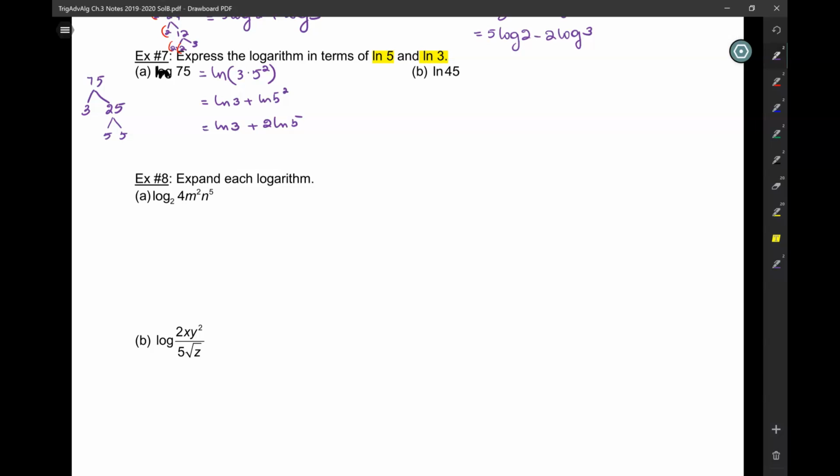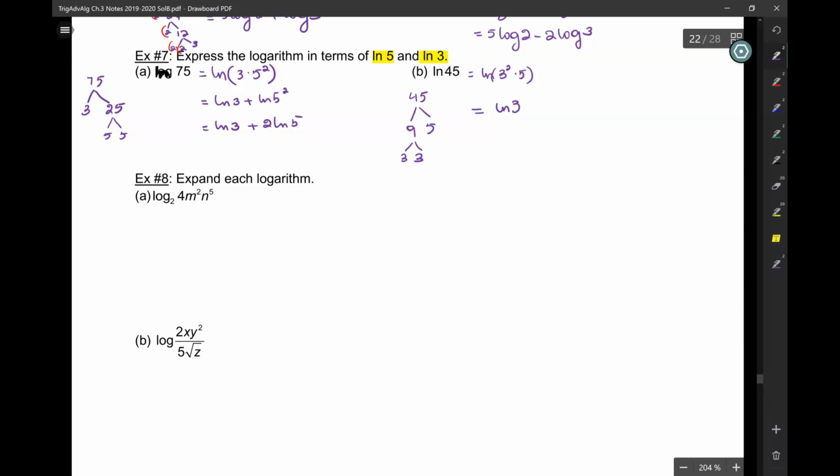This is on the no calculator section. So let's do ln of 45. How does 45 work out with 5s and 3s? It's 9 and 5, which is 3 squared times 5. So this is ln 3 squared times 5. And at this stage, sometimes students will say, hey, can I just write 2 ln of 3 from there? Sure. Okay? Or we go another step: 2 ln 3 plus ln 5. Okay?